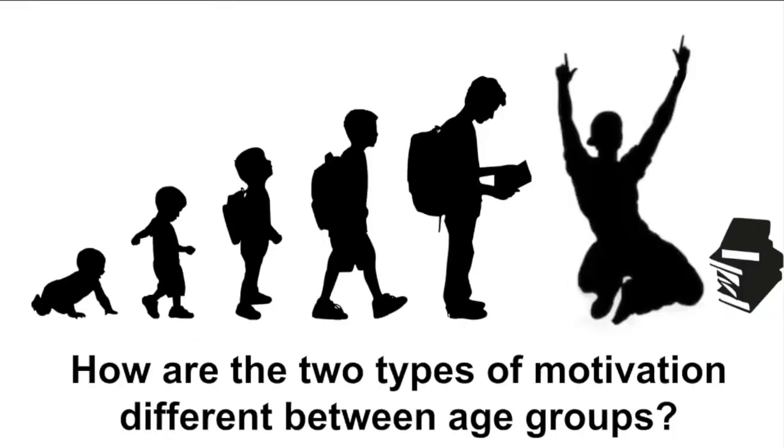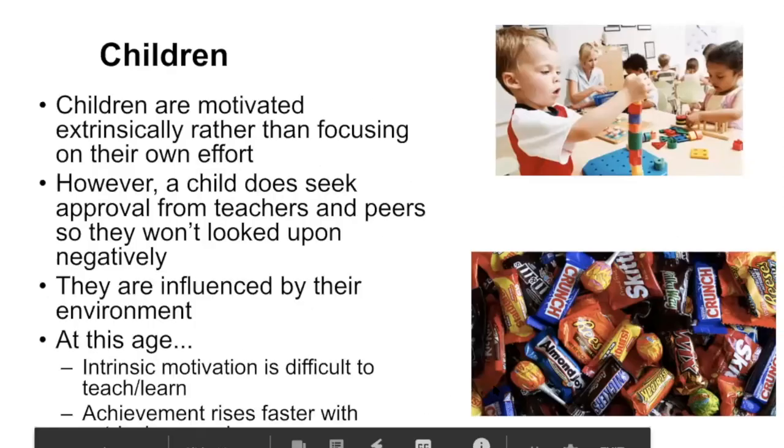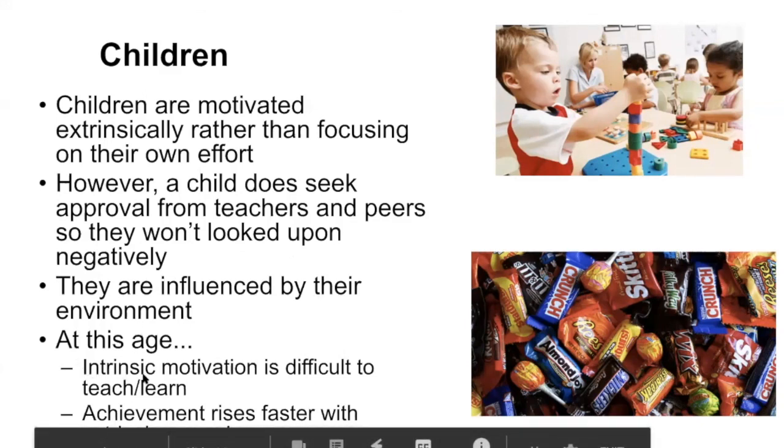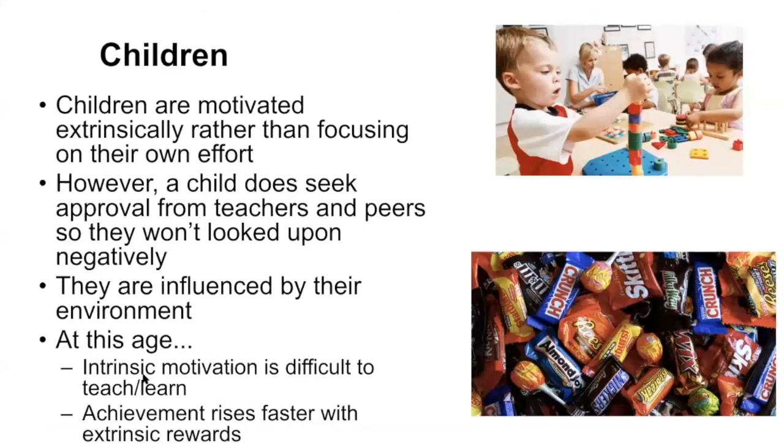But the truth is that there is a tremendous difference between extrinsic and intrinsic motivation at different age groups. Now let's take a look. If you've got itty bitty kids or kids in general, we find that children are more motivated extrinsically rather than focusing on the intrinsic part. Kiddos do seek approval from teachers or peers, so they won't be looked upon negatively, but they are largely influenced by their environment. So at this age, it's very difficult to talk about abstract notions of why we should value something intrinsically.